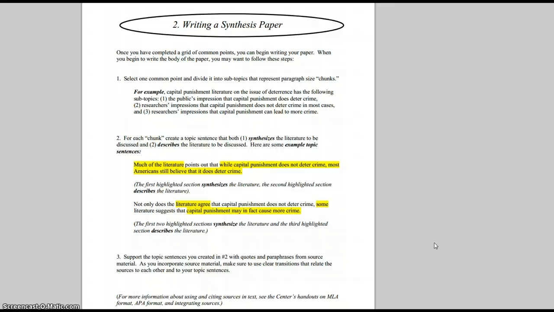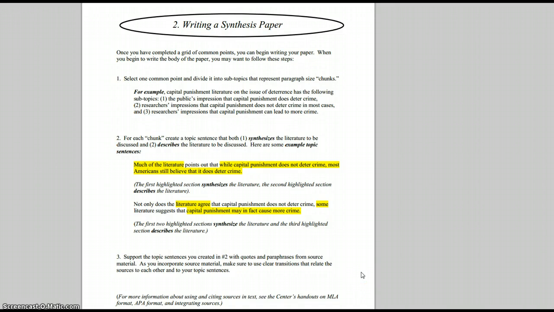You want to have a paragraph at the end of your introduction that will prepare your readers for the body of your literature review. Here it might be something like: capital punishment literature on the issue of deterrence has the following subtopics, and then they literally tell you the three different areas they're going to look at. Obviously they're organizing their literature review by theme.